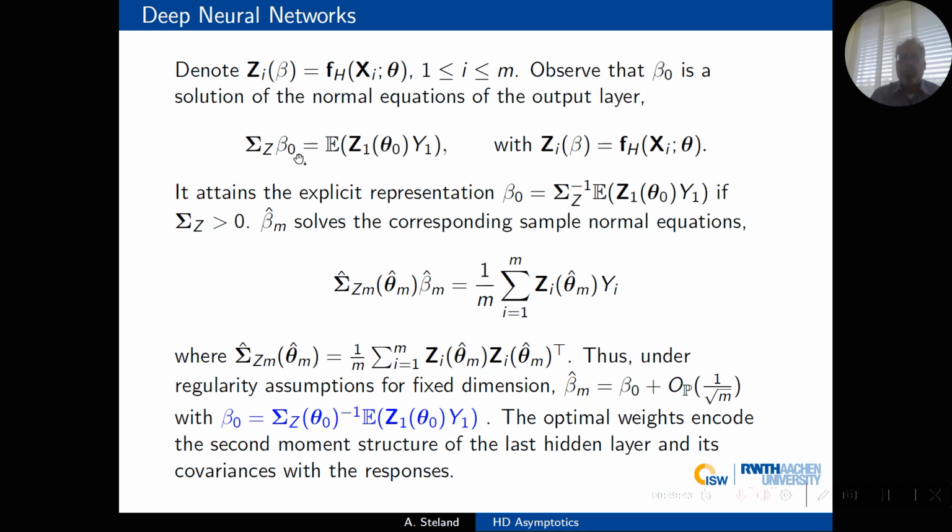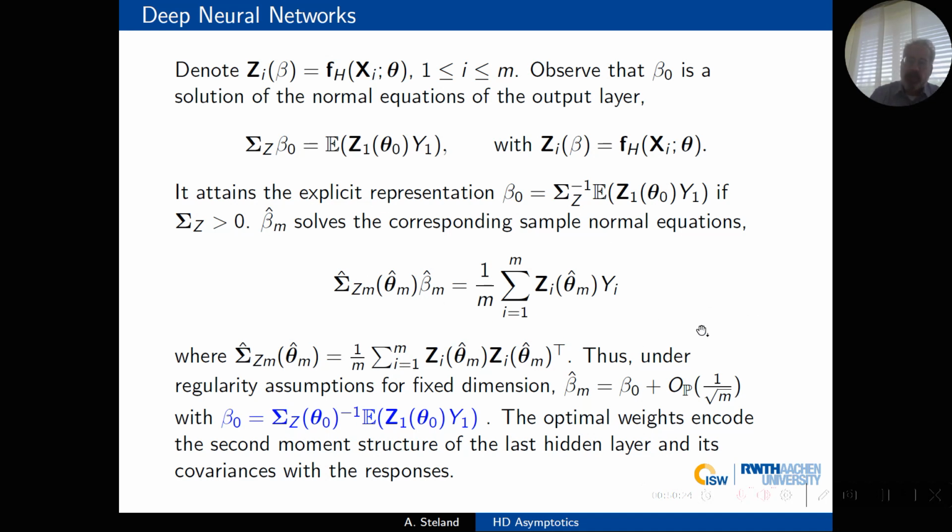So we have an explicit representation for the optimal parameters at the output layer. Yes, so this is the usual formula you have for least squares regression. And the sample version, our estimate, of course, solves the corresponding sample normal equations. So we have these equations here on the level of the estimates. It's the empirical normal equation for the output layer, which is a linear equation.